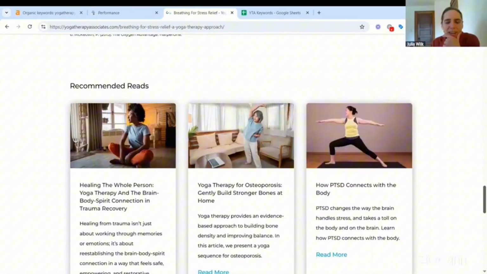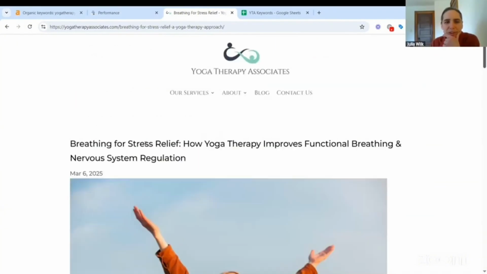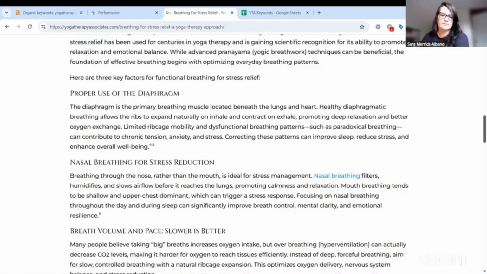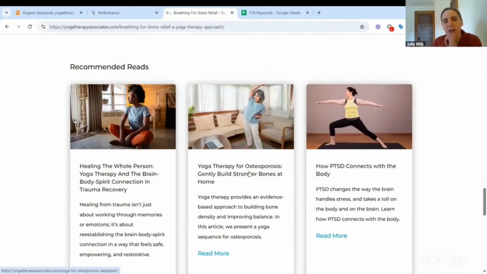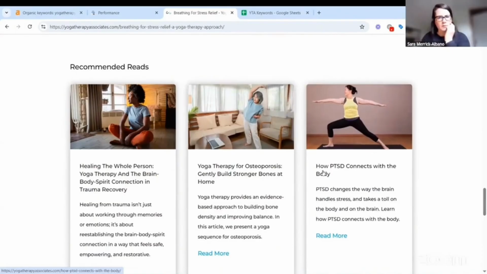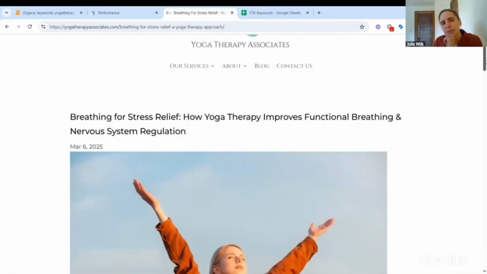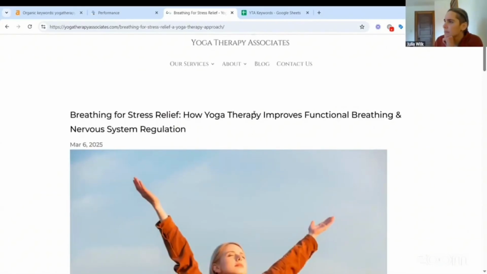We're getting a little off topic as far as landing page design, but this one is breathing, stress relief, nervous system regulation. To me that's more in the anxiety depression category, mental health, mental physical wellness. But then we have the osteoporosis one as one of the recommended, when we actually have a lot more breath work articles. The other two I can see. This one's a little more middle of the road.